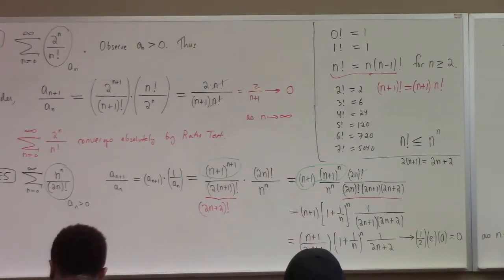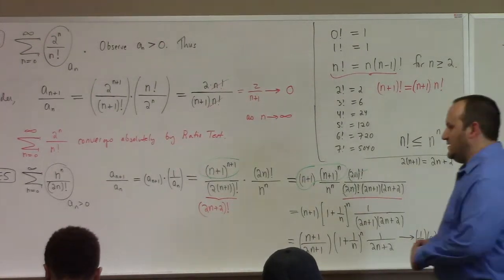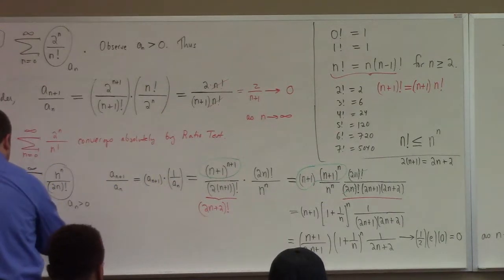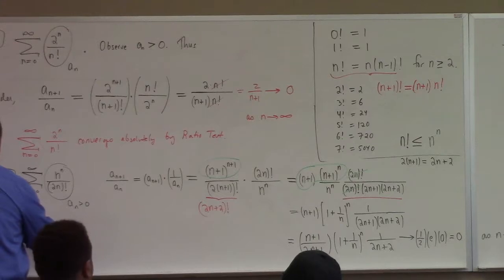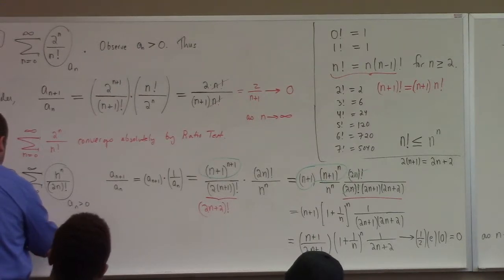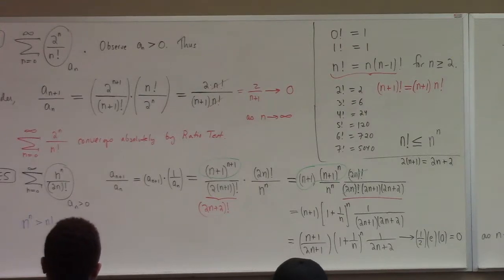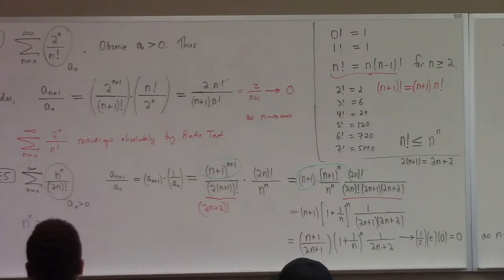Well, what was your argument on the nth term test again? Well, I was thinking that eventually, you know, n to the n. Well, let's see here. n to the n is greater than n factorial, right? And then what's 2n factorial?